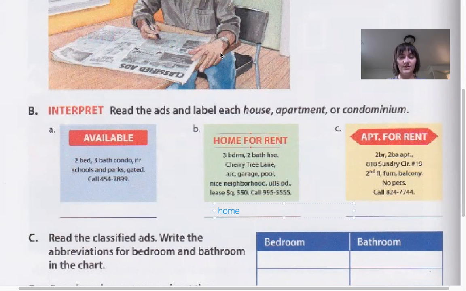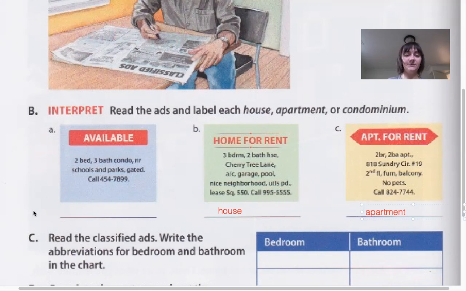Let's see if I can make it a different color. Red. There we go. Home. This is a home, right? Or we would say house. It's a house. Now this one says APT. APT is short for apartment. So this says apartment for rent. So this one is an apartment.